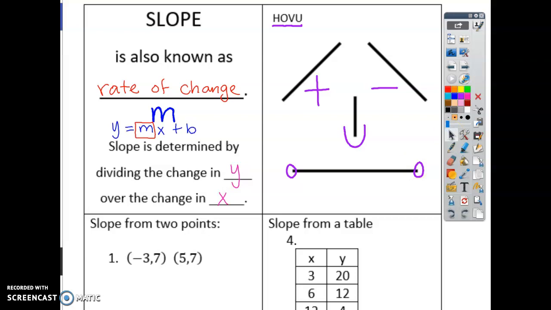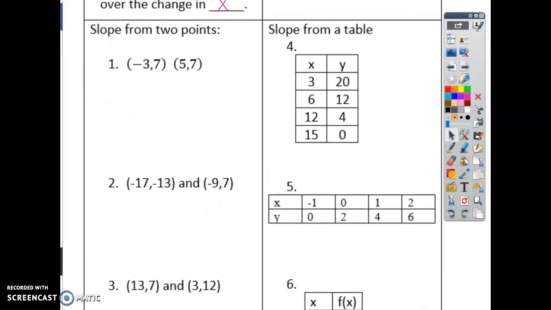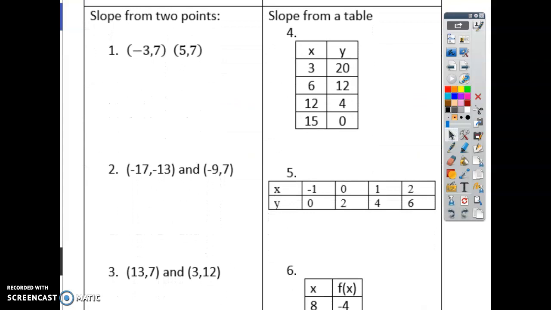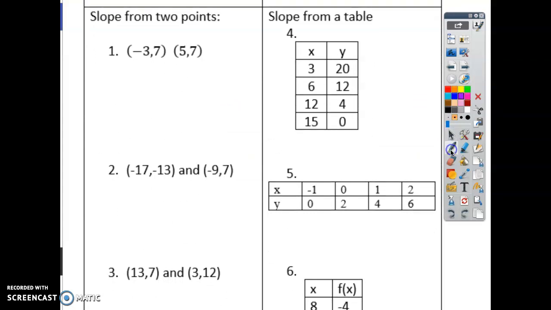All right, so down here at the bottom, we're going to practice some. And we're going to find out how much the change of y is. This is how you write change of y. ¿Cuánto cambió la y? And this is divided by, se divide, by the change of x. ¿Cuánto cambió la x?